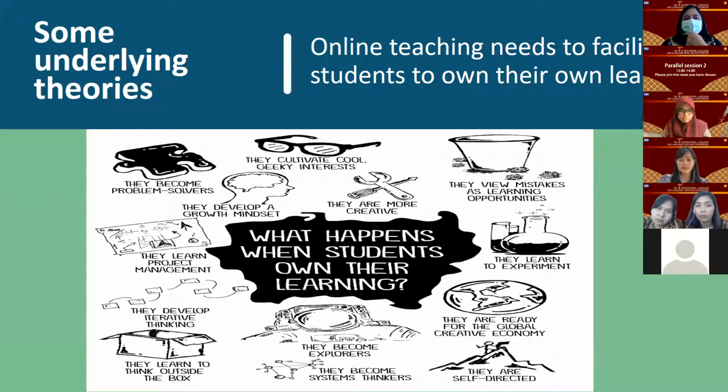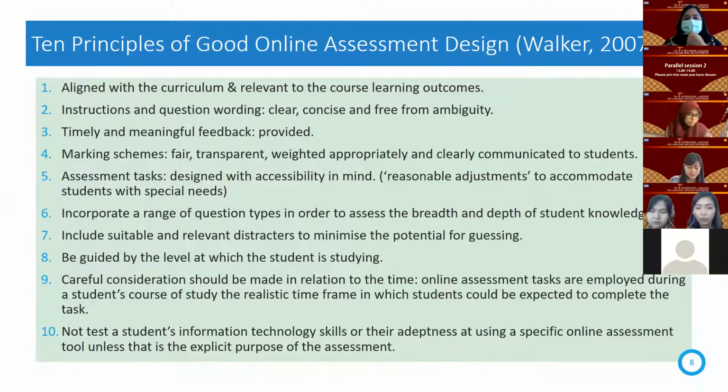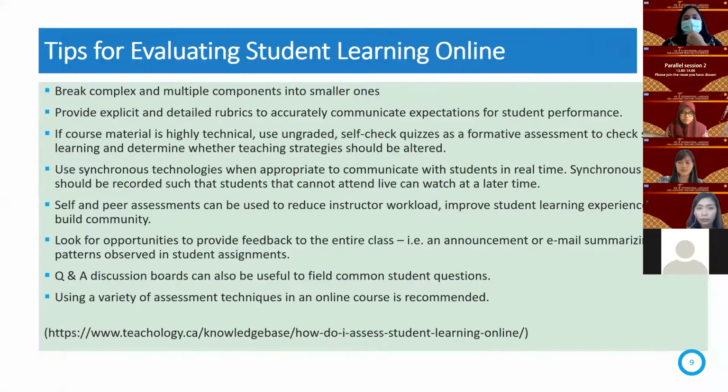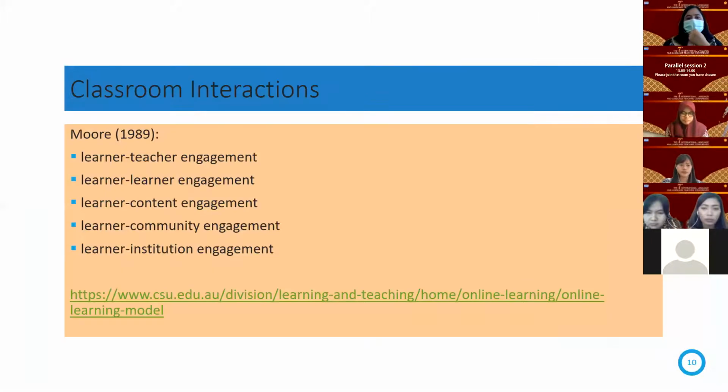So there are some underlying theories that I use in my talk. First is that online teaching needs to facilitate students to own their learning, because when they own their learning, they can become more creative, they can cultivate their interests, they become problem solvers, and they can also become self-directed learners. There are also some principles of good online assessment that I try to use to see the online activities we used in the first 3 months, and some tips for evaluating students' learning online. And I also take classroom interaction theories from Moore, which cover 5 types of engagement.